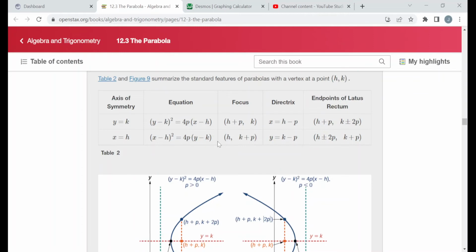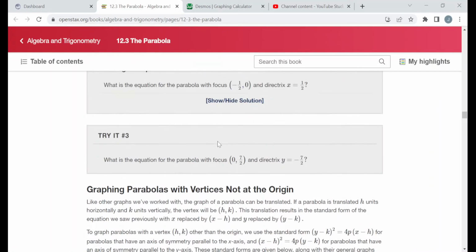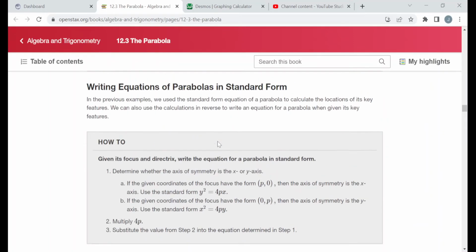But like I said, I've already done a couple videos on graphing them. Now, in these examples I'm going to do here, we're going to be given information about a parabola, its focus, and its directrix. All the examples I have in today's video are taken from this textbook. I'm going to be either given the focus and directrix or some graph of a parabola and asked to write the equation in standard form. So let's get started.